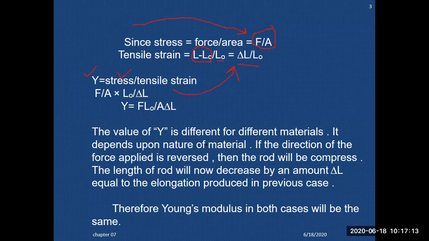The value of Y is different for different materials. It is different for steel, for gold, and for iron. It is different for different types of metallic substances. It depends upon the nature of the material. If the direction of the applied force is reversed, then the rod will be compressed.